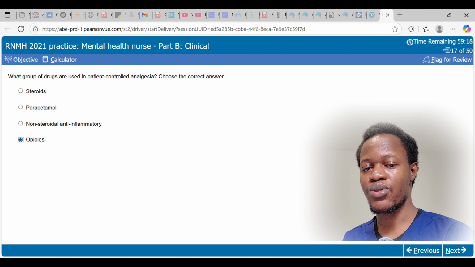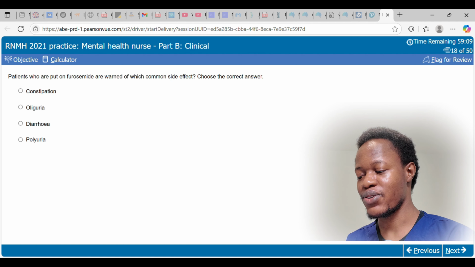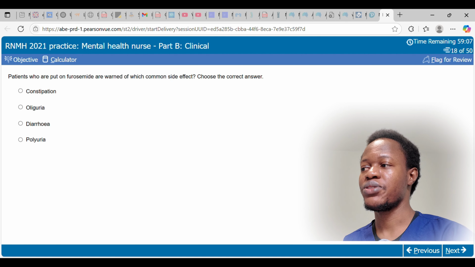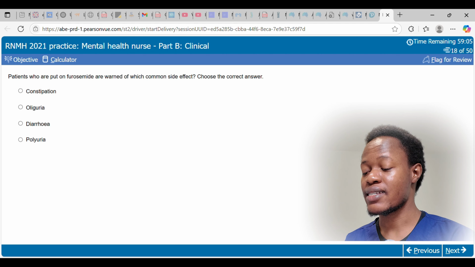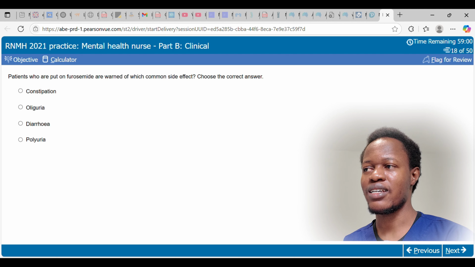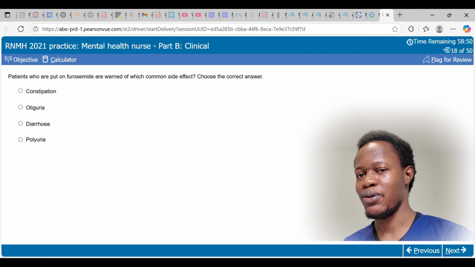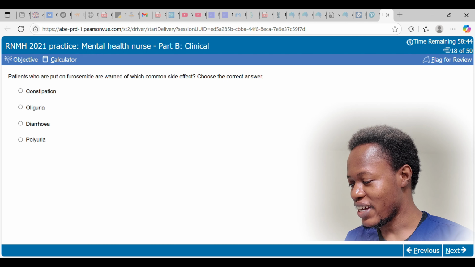So we go to the next question, which says, patients who are put on furosemide are warned of which common side effect? Choose the correct answer. So furosemide is also known as what? Lasix. And I'm so thrilled with how nursing in America and some other parts of the world practice nursing almost similarly to the way it's practiced in Nigeria. It's mind-blowing. When I say that, let me not digress too much.